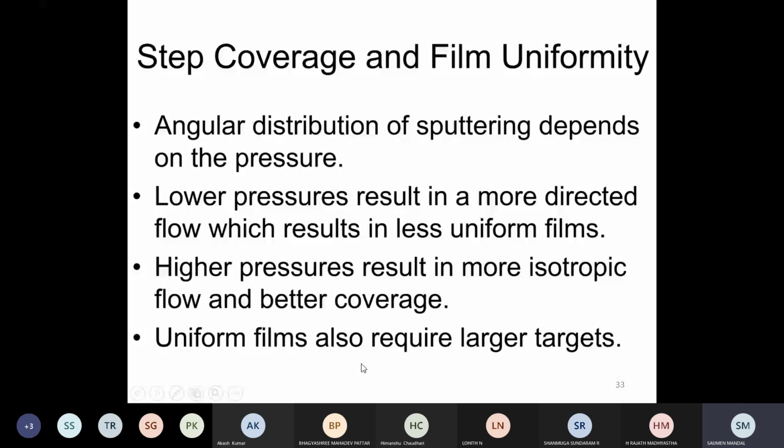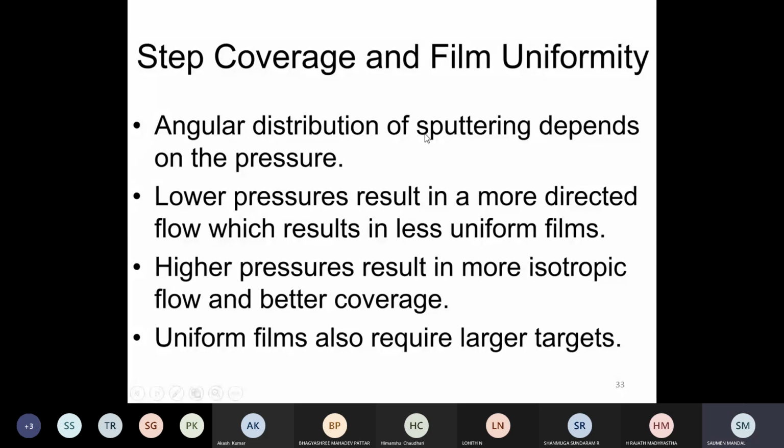That is why, when people do sputtering, they do it at different pressures and then observe the property or quality of the film by X-ray diffraction, or scanning electron microscopy, or maybe X-ray photoelectron spectroscopy, photoemission spectroscopy. By these measurements you can check the quality of your film.